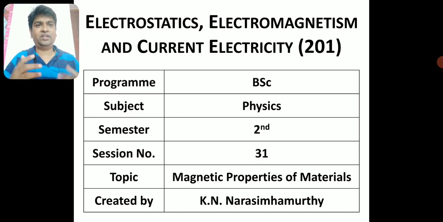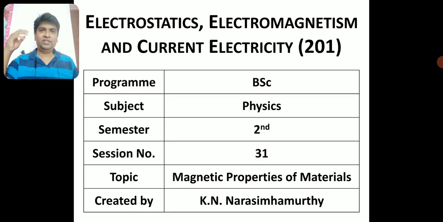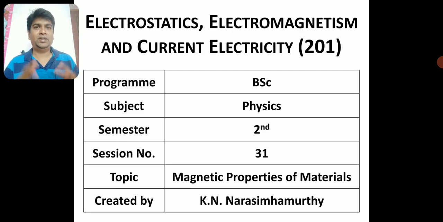It's a fresh chapter for you. It's the magnetic properties of materials. In the first unit we discussed electrostatics completely. In the second unit we discussed magnetostatics, and here we are looking at the magnetic properties of materials.